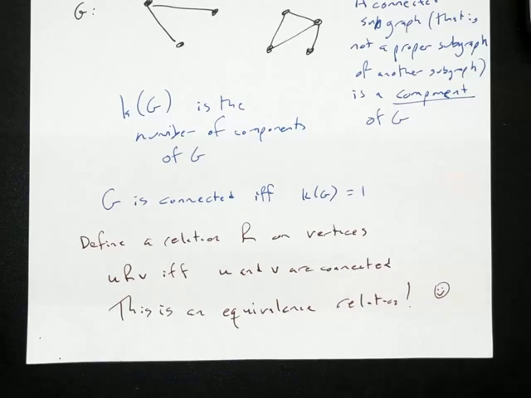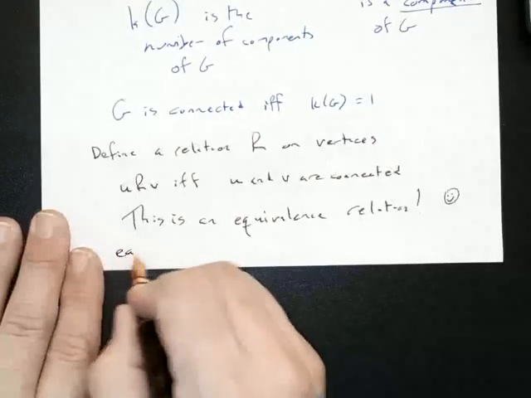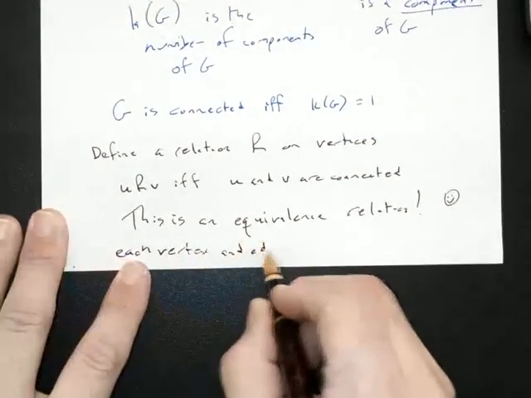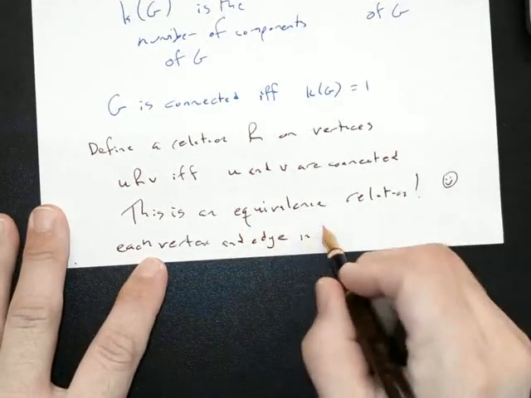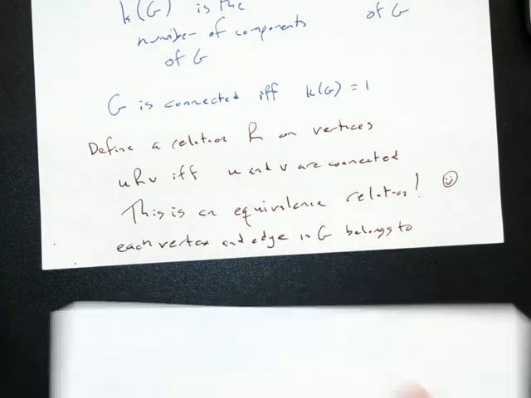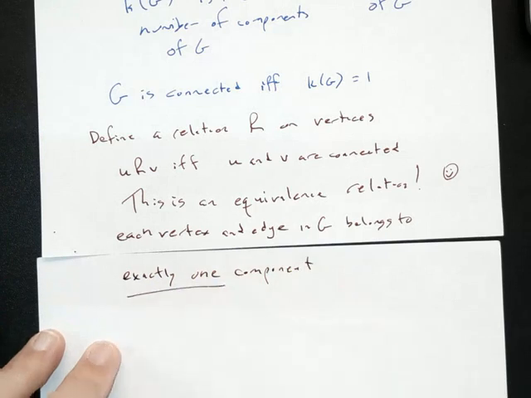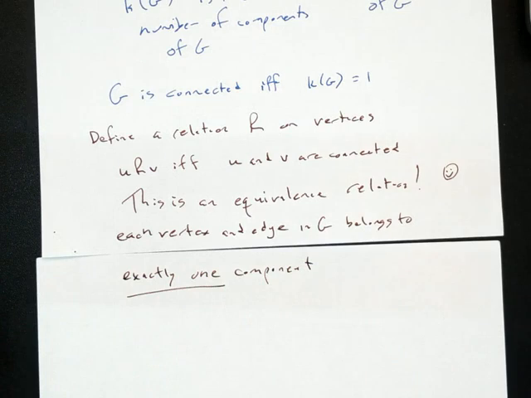If I have a disconnected graph that is not one big component, then there has to be at least one pair of vertices where there's no edge. If you pick two vertices and they're in different components, there can be no path between them. No walk, no trail.